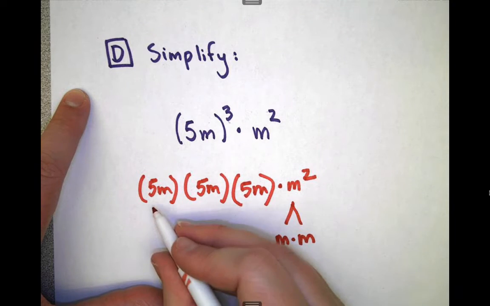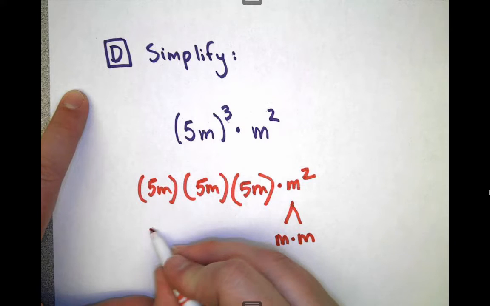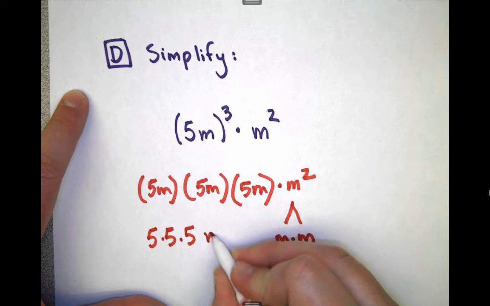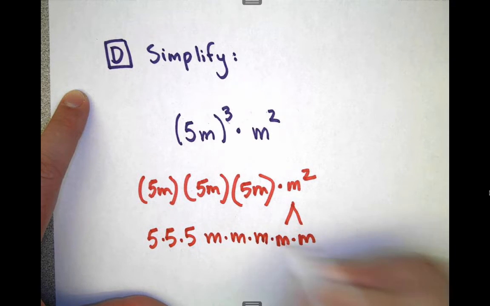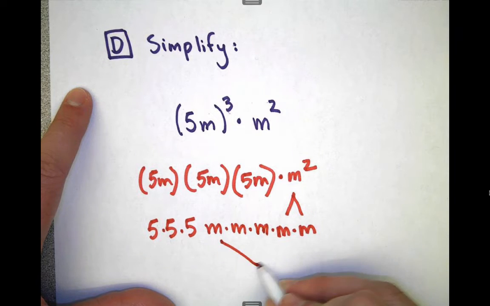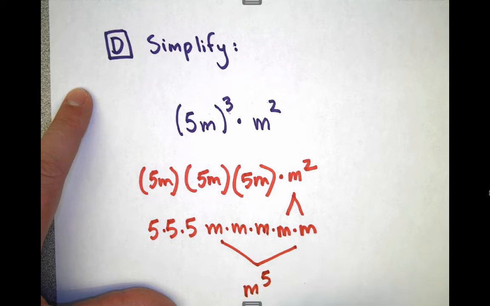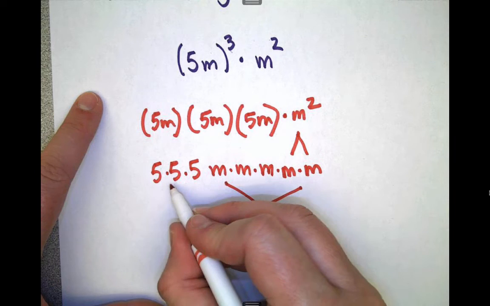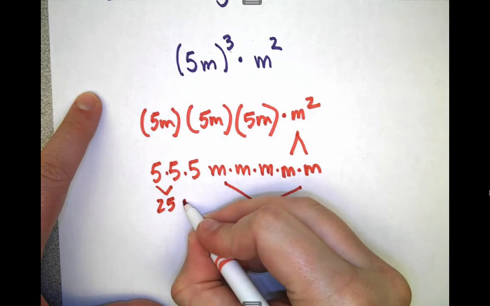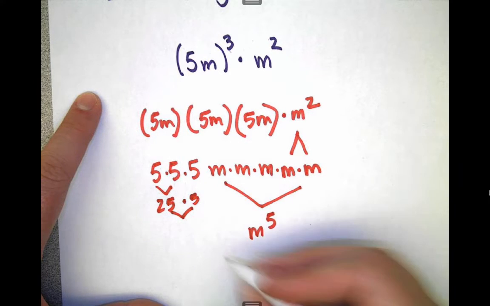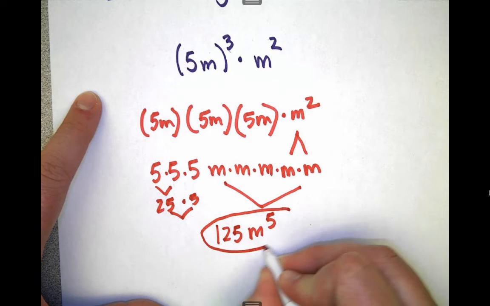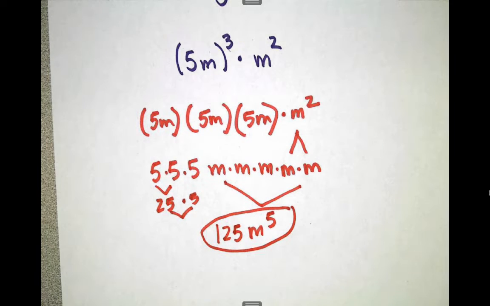So we have 5m, 5m, and 5m. Well, that's 5 times 5 times 5. There's 3 of them. And then I see 3 m's. M times m times m. So all together, 1, 2, 3, 4, 5, I see, if I combine these, m to the 5th power. And 5 times 5, I know is 25. And 25 times 5 combines to be 125. So our simplified solution is 125 m to the 5th power.